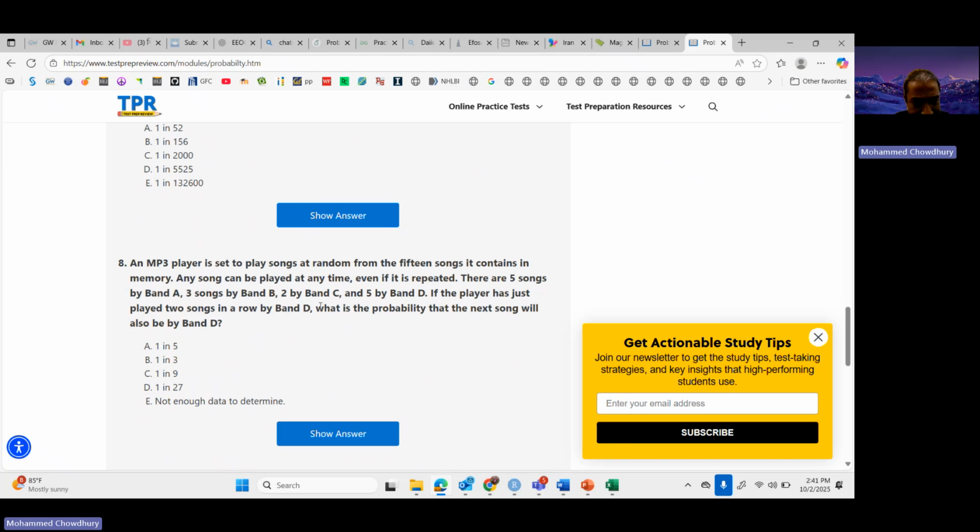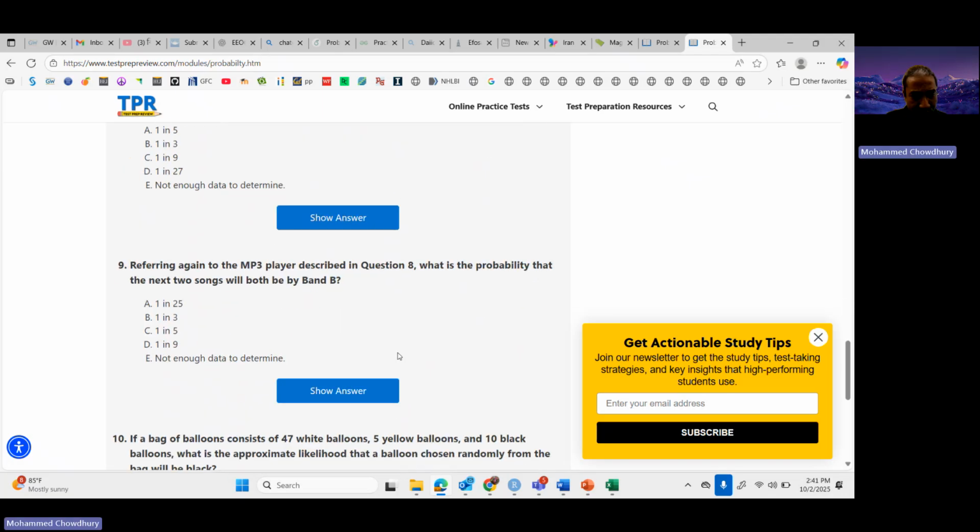What is the probability that the next song will be by band D? D has 5 songs, right? And 2 were already played by D, but again the chance will be 5 over 15. So that means 1 over 3. You understand this one, right? Or do you want me to explain this? Okay. Yeah, so now go to the problem.